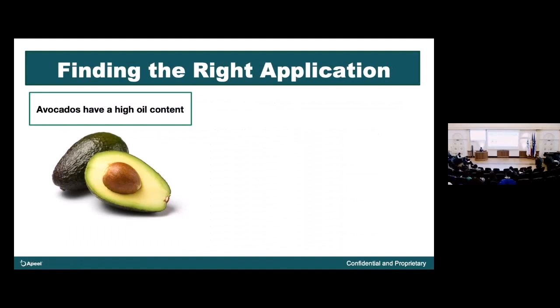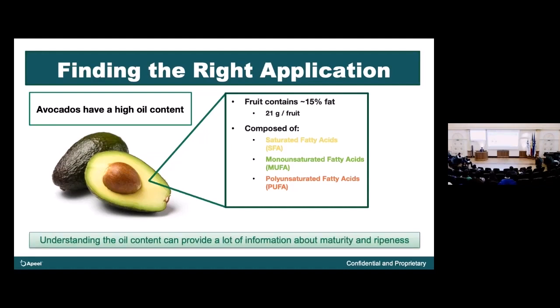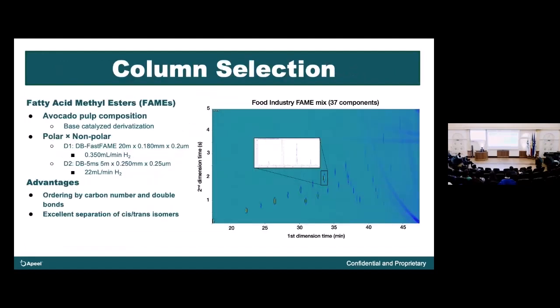So when we look at avocados, we know that they have a high oil content. This is the good fat. This is why they're part of that superfood. It's composed of saturated, polyunsaturated fats, but mostly monounsaturated fats. And so this is a good application for understanding more about maturity and ripeness of the avocados. And so we went to do some FAME analysis.